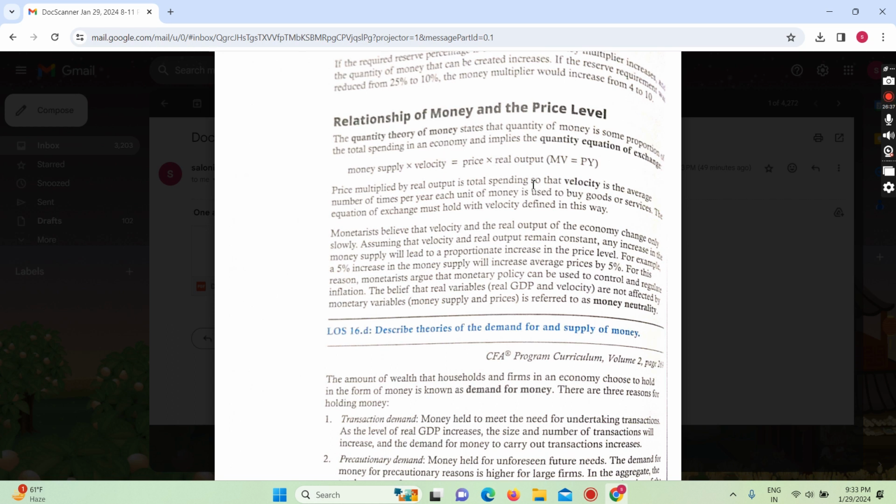For this reason, monetarists argue that monetary policy can be used to control and regulate inflation. They believe that real variables, real GDP and velocity, are not affected by monetary variables. This relationship between money supply and prices is referred to as money neutrality.